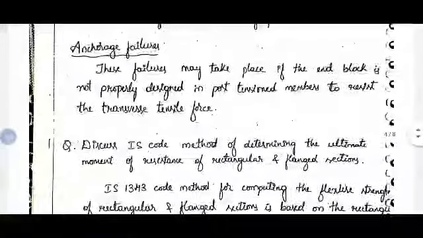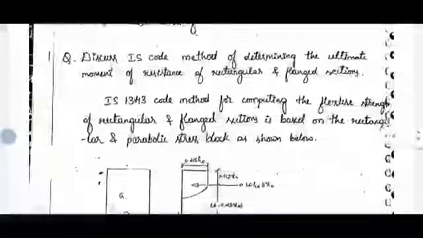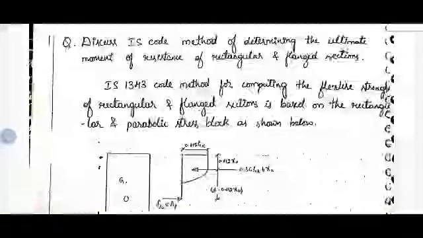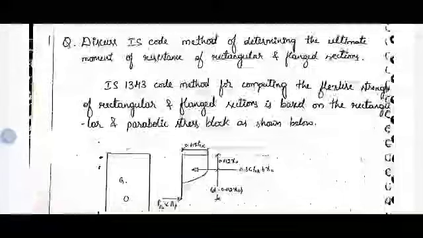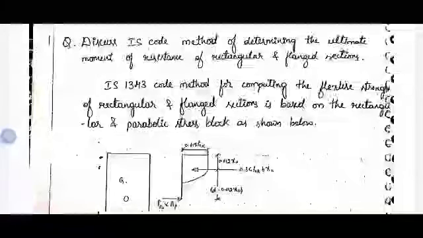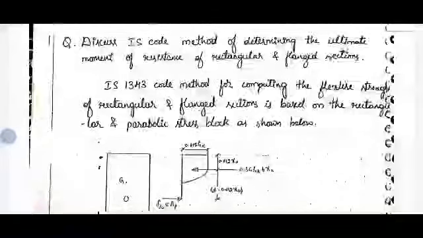Then one more important question which we can face in the examination is the IS code method of determining the ultimate moment of resistance of rectangular and flanged sections. So here we will be having 4 different cases: rectangle bonded, rectangle unbonded, then flanged bonded, flanged unbonded. Based on the data given in the question, we need to follow the procedure.